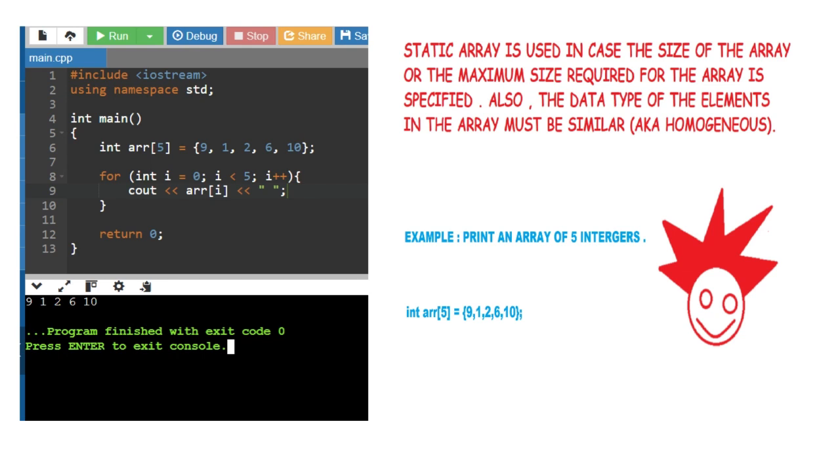So here is the C++ code to execute the static array that we have discussed previously. For this array of 5 elements, the index is going to start from 0 to 4: 0, 1, 2, 3, 4, which is 5 elements.